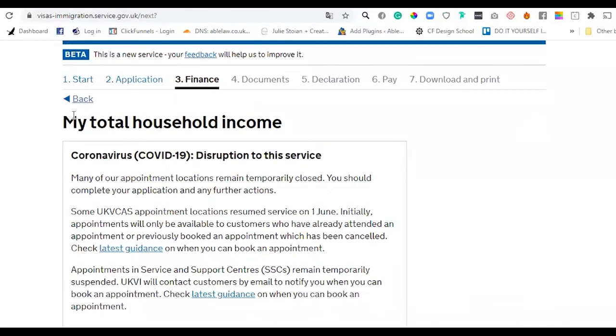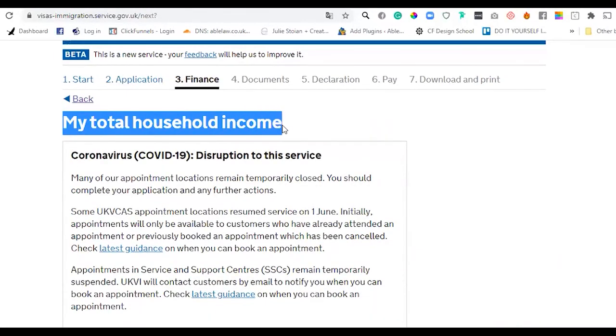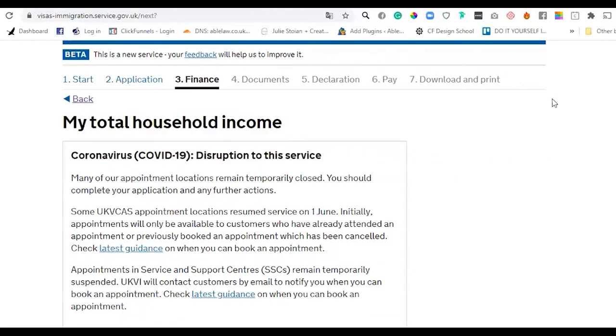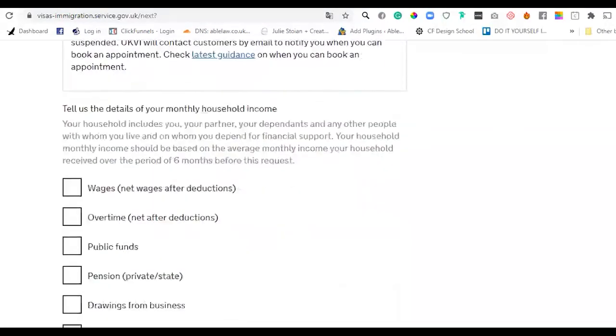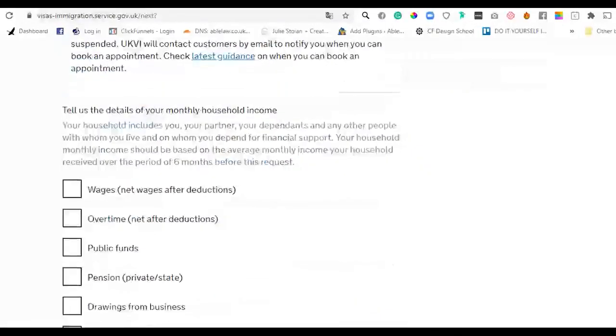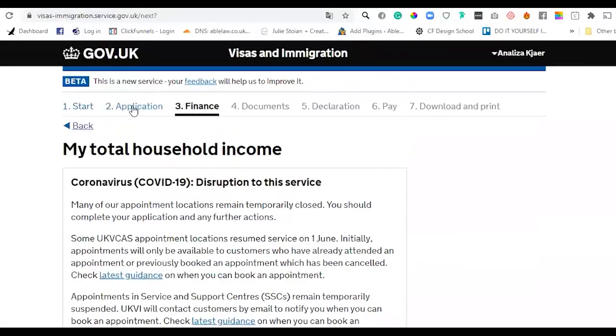See, this is why this is very important, my total household income. Now, I tell you what, it's going to be part 3 of this video. So it's cut so that you know the first application is all about your details, what your circumstances are. And then the third video is about the finances. And then we'll go through this very, very quickly.